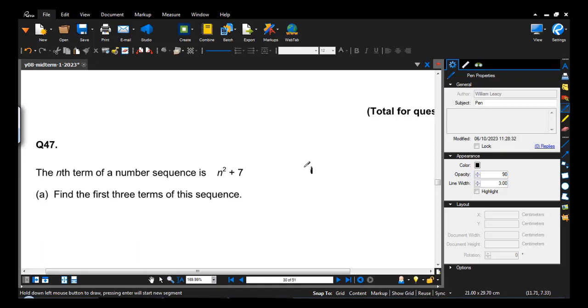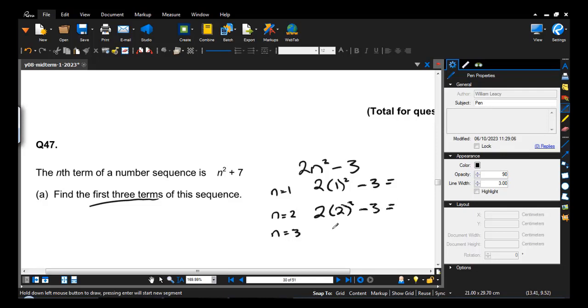So I'm going to do a different one. I'm going to do it for 2n squared minus 3. Yeah? We have to do the first 3 terms. Okay. First one is n equals 1, n equals 2, n equals 3. So in our case here, you're going to have 2 times 1 squared minus 3. Next one, 2 times, replace the n with the number, 2 squared, minus 3. Next one, 2 times 3 squared minus 3. Why did I choose 1, 2, 3? Because you're asked for the first 3 terms. That's the first term, second term, third term.